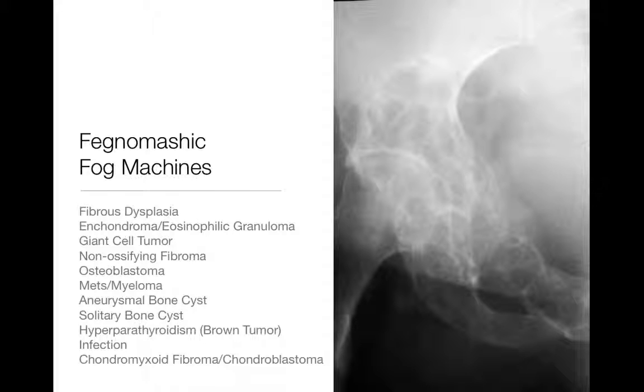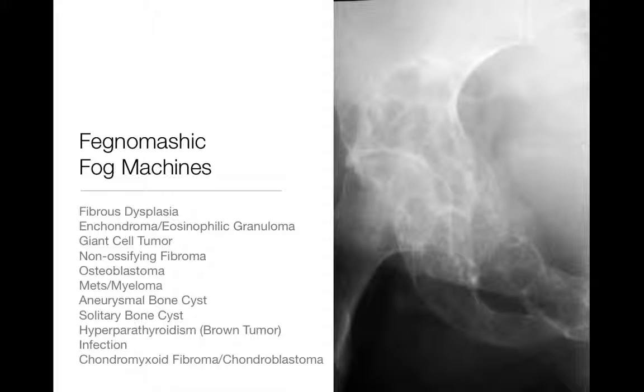If you want to use mnemonics, you can think of it this way. All these things are good things to think of in a differential for benign lytic bone tumors. Now, this is not a complete list, and depending on the tumor, for example, where it's located or the age of the patient, or if there's one or multiple of them, you're going to refine this list.